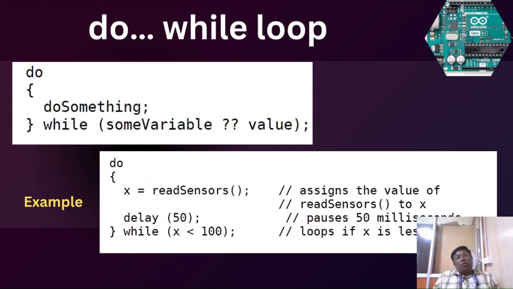Okay. Do, x equal to sensor, the sensor readings are input, and delay for 50 milliseconds. Then perform the checking whether x is less than 100 or not, and perform some operations.